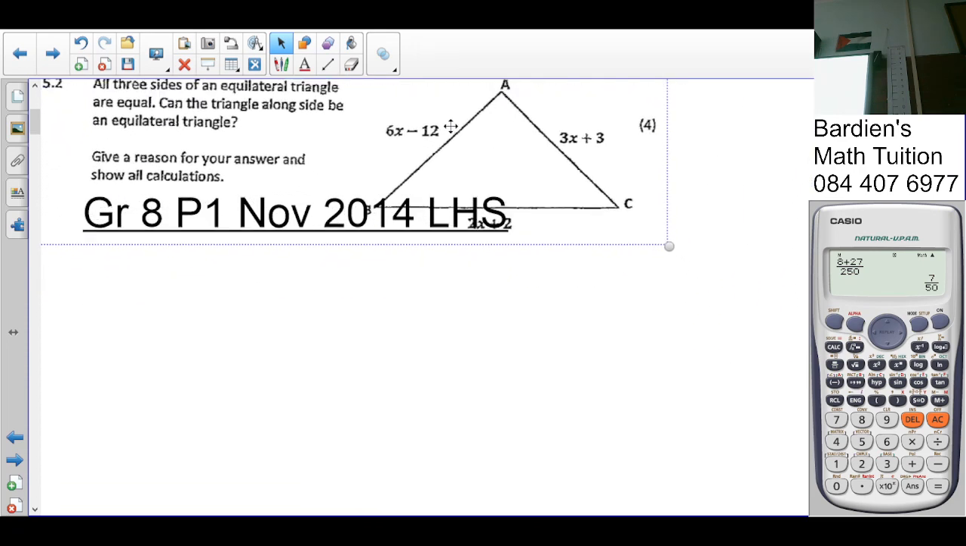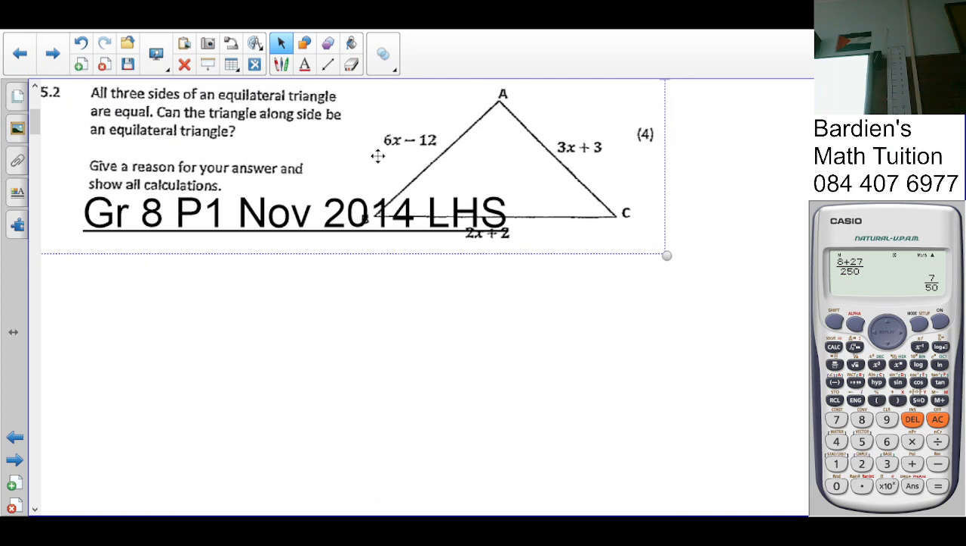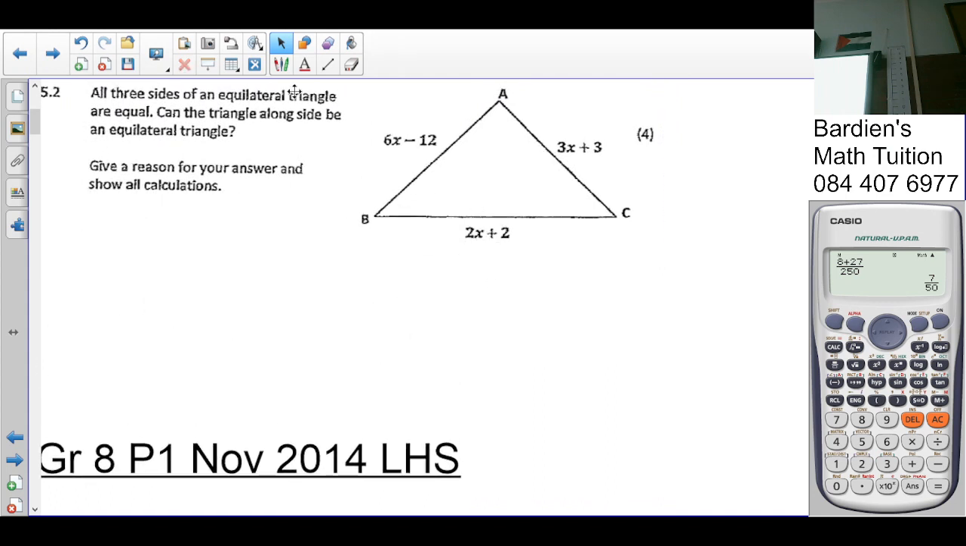All three sides of an equilateral triangle are equal. Can the triangle alongside be equilateral? Give a reason for your answer and show all calculations. So, if this is an equilateral triangle, then that means all the sides are equal. So we mean to say that this is equal to that, which is equal to that.